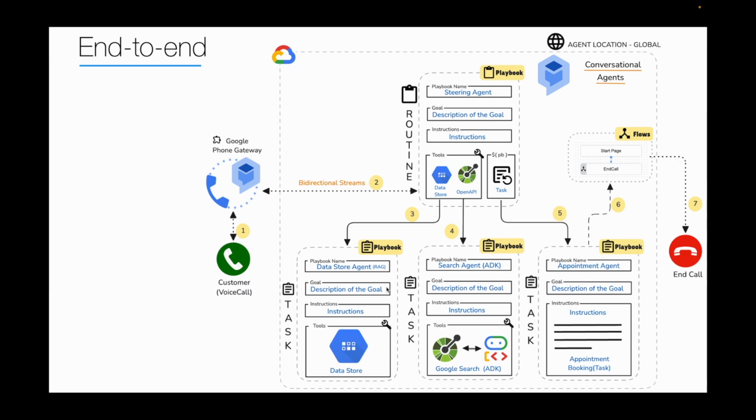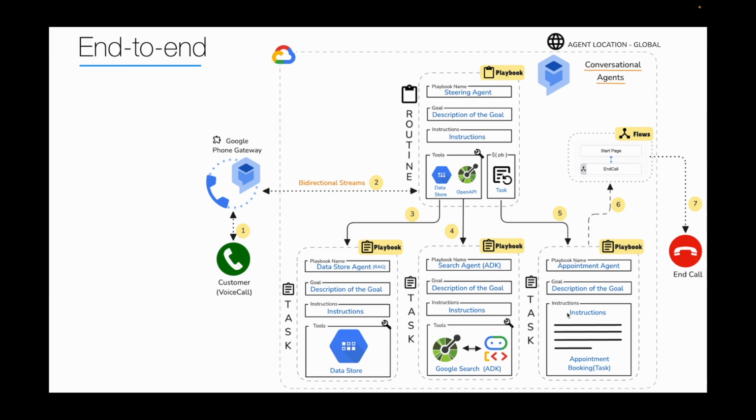Now moving on to step 5. The appointment agent helps the user book appointments based on their preferences like date and time. Under the hood, this agent uses the Gemini model to understand and respond to user requests.